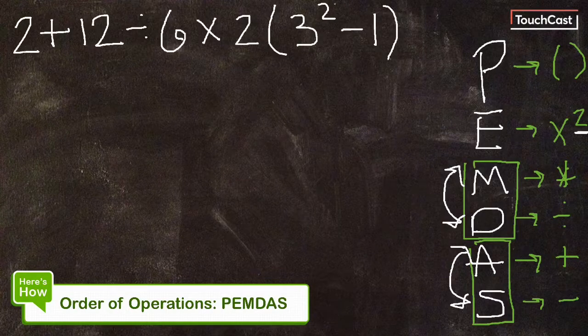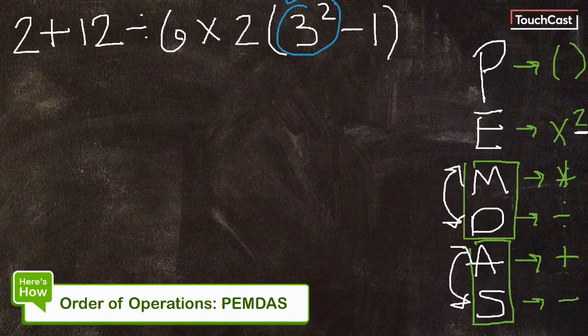So we start with parentheses and we ask, do I have parentheses? In this case, yes. Within parentheses, I follow PEMDAS. So within the parentheses, I'm going to say, okay, are there any more parentheses? No. Are there exponents? Yes. So the first problem I'm going to solve is this one here.